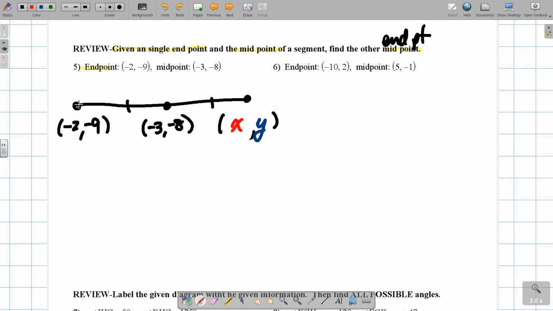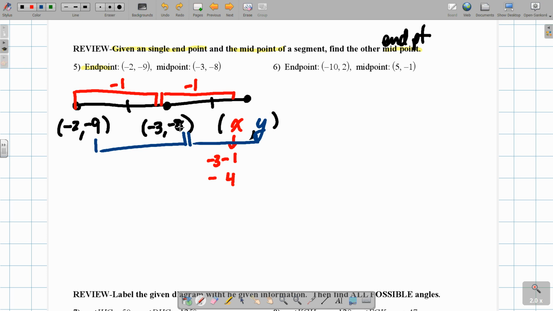Let's go logically first. The distance between -2 and -3 is 1 unit, but notice you're going down the number line, -2 to -3. So technically we're minusing 1 there, which means from here to here, because it's a midpoint, must also be -1. Which means X is going to be -3 minus 1, which would make our other endpoint -4. -9 to -8, here we added 1, which means we have to add 1 there. So -8 plus 1 makes -7.